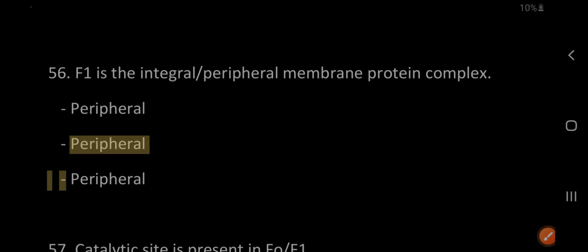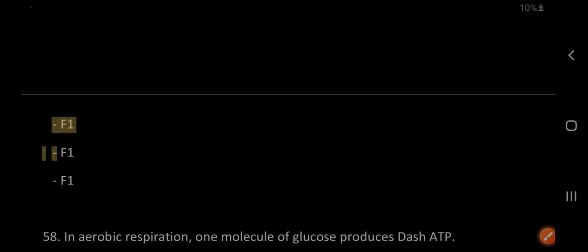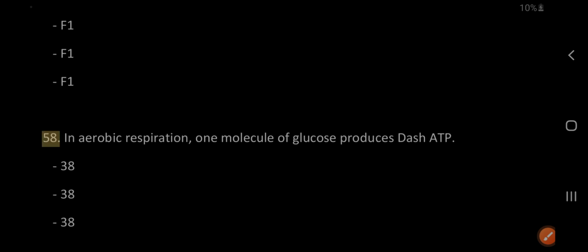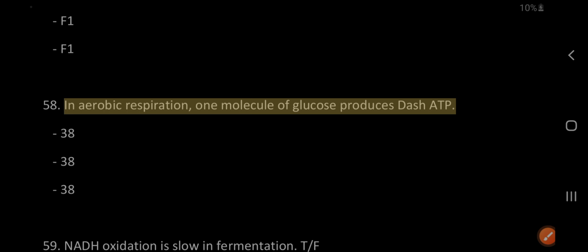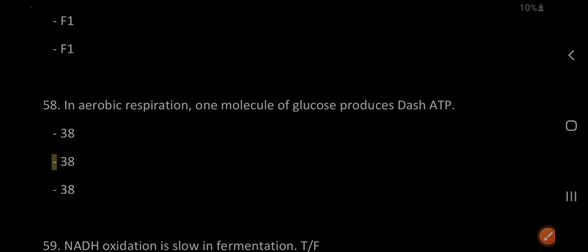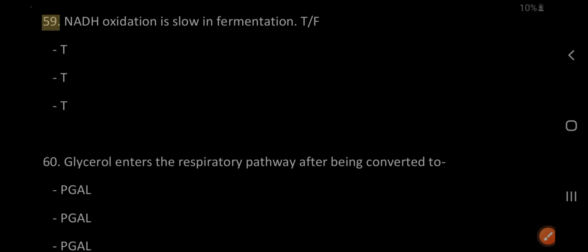57. Catalytic site is present in F1. 58. In aerobic respiration, one molecule of glucose produces dash ATP. 38. 59. NADH oxidation is slow in fermentation. True or false? True. 60. Glycerol enters the respiratory pathway after being converted to PGAL.